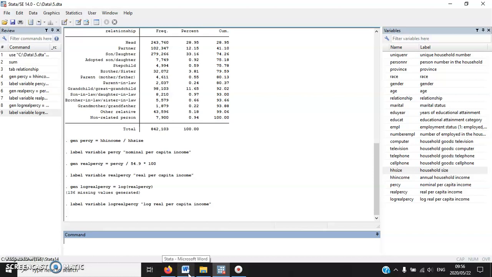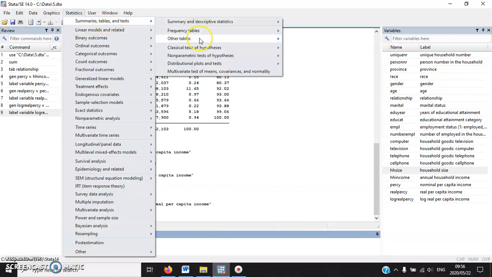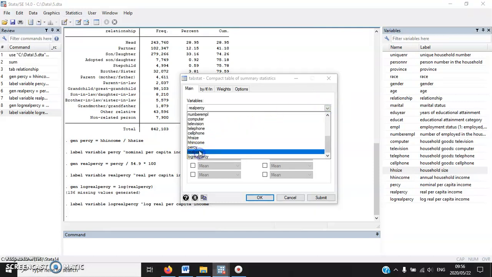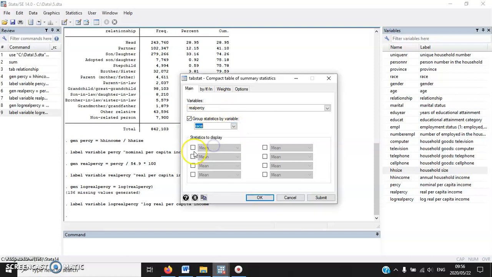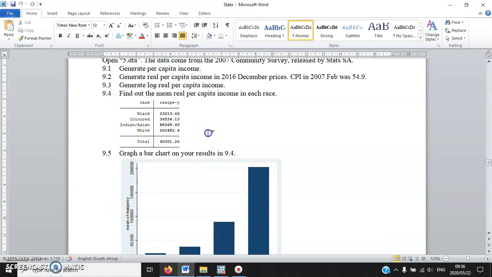Okay. Next one, just to test the knowledge you learned early on the descriptive statistics table. Derive mean real per capita income in each race. Okay, statistics. First option, third option, first option. Okay, real per capita income by race. I want to derive the mean. Okay, let's check I did it right. So this is the national mean, just above 40,000. Okay, I think you would know how to interpret the answers.